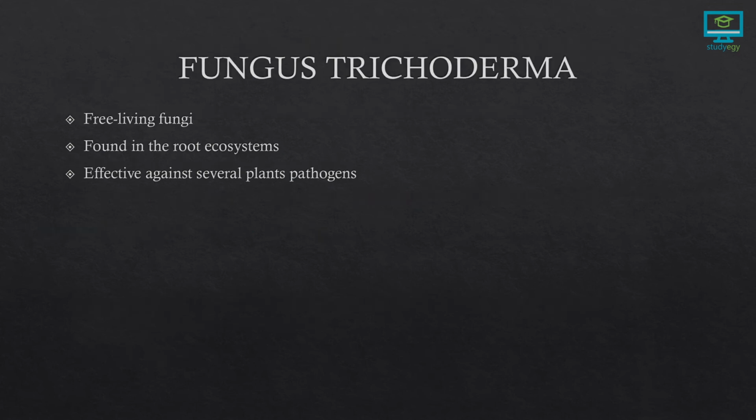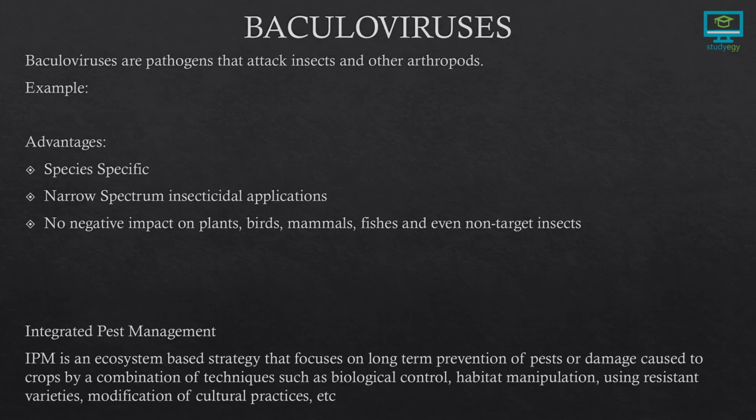Next we have the fungus Trichoderma. This fungus Trichoderma is a free living fungi and it's mostly found in the root ecosystems, and these are effective against several plant pathogens. Now coming to baculoviruses. Baculoviruses are pathogens that attack insects and other arthropods. For example, usually the baculovirus from the genus Nucleopolyhedrovirus. These are used to get rid of the pests.